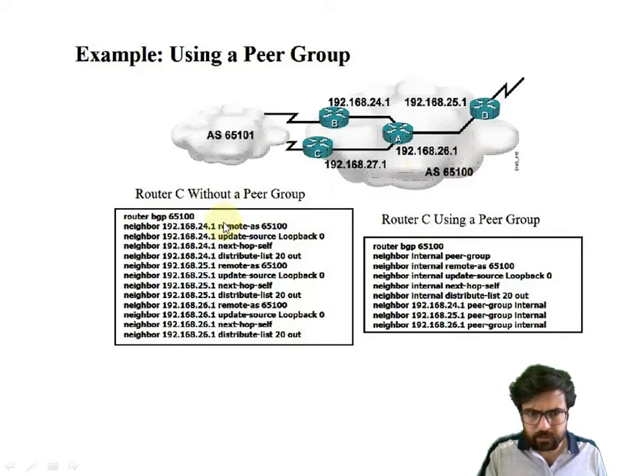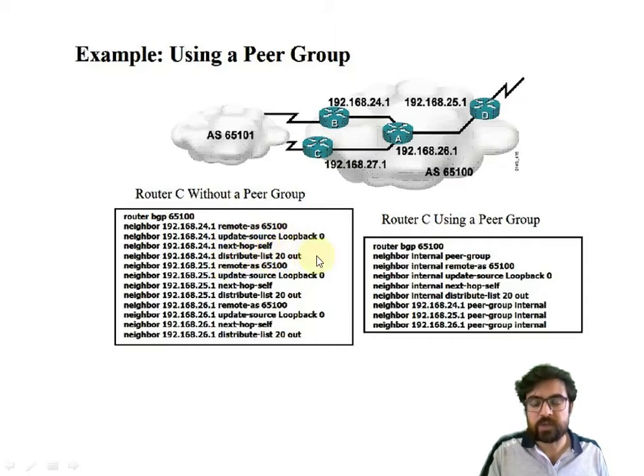I don't know. Let's see, 24, which is this one. This is router A, based on the network. So we have router BGP 6500. Let's go for router B, 192.168.24.1. Remote AS the same. Update source loopback 0. Next hop self.